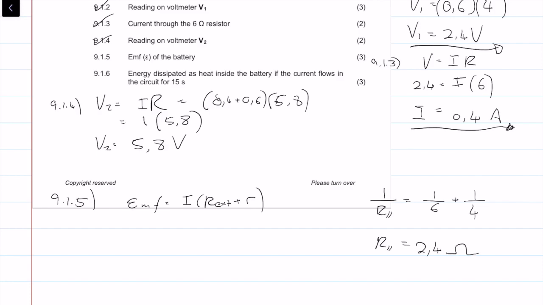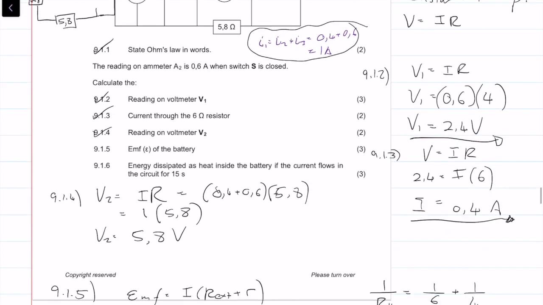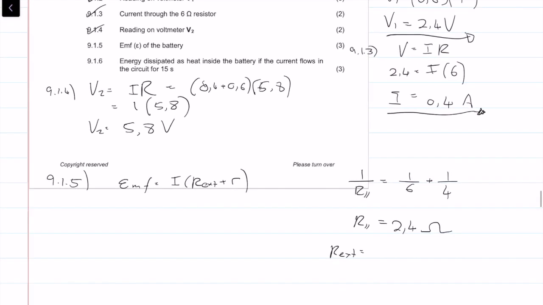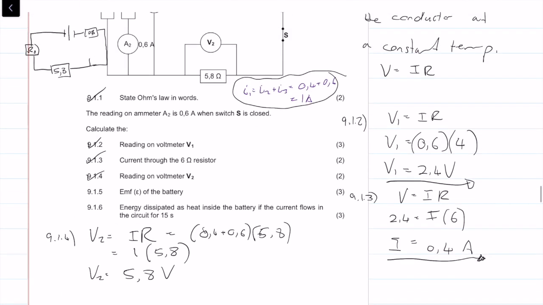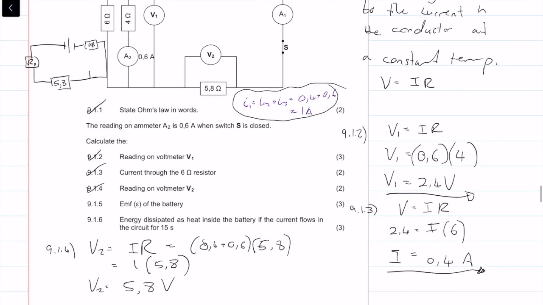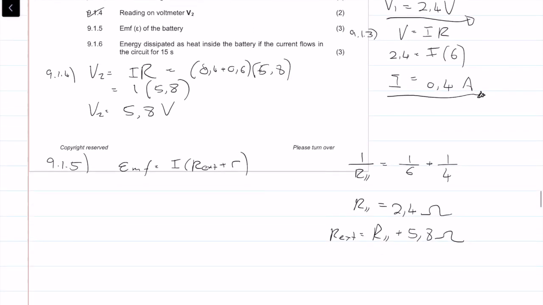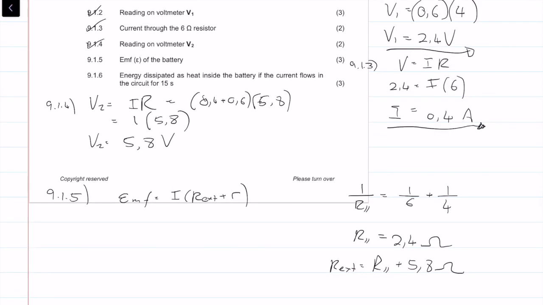Okay, so now what is our R external? R external is going to be equal to our R parallel plus, in series, 5,8 ohms. And then our R internal is 0,8. Okay, so we can solve for the EMF now.